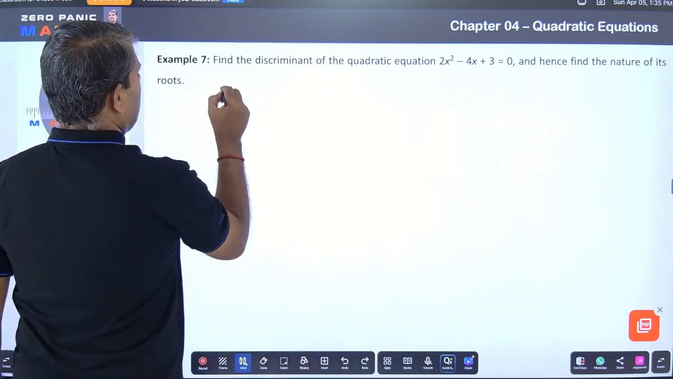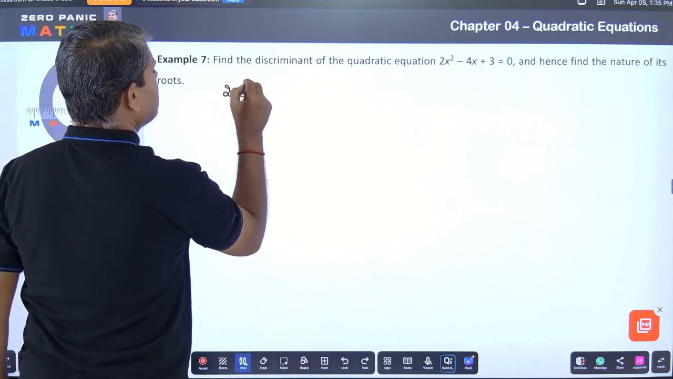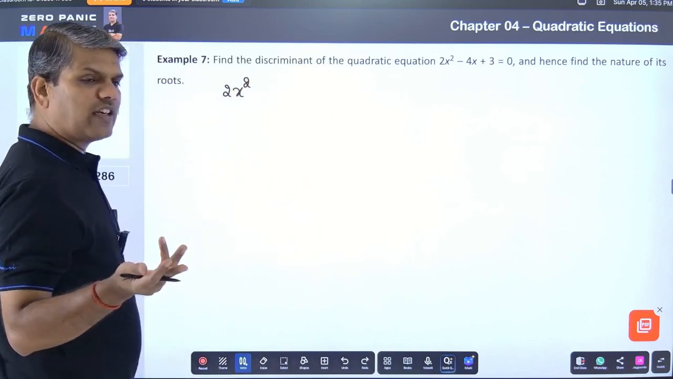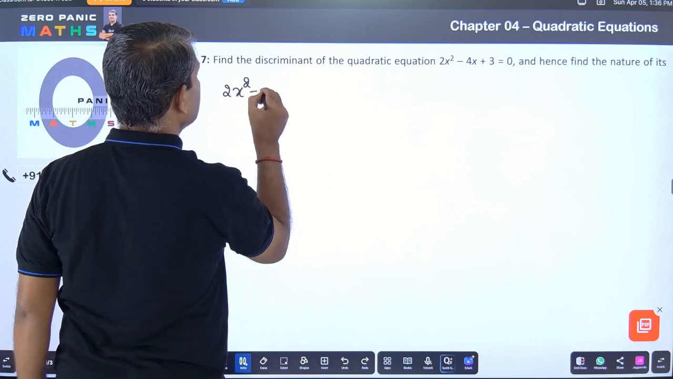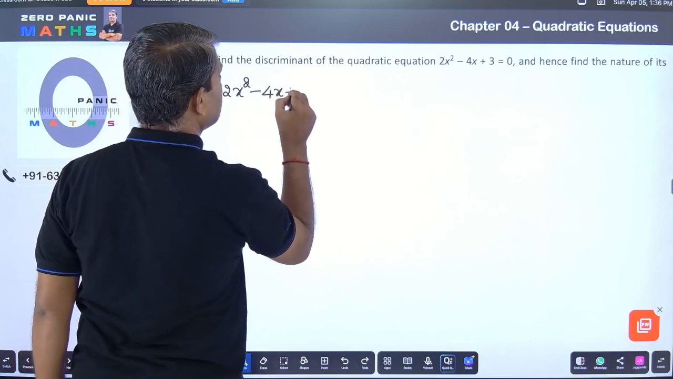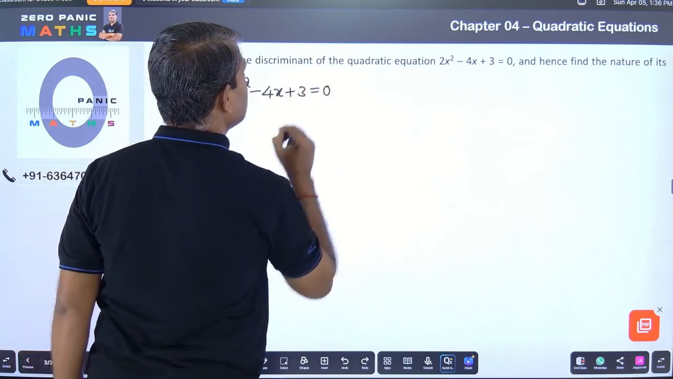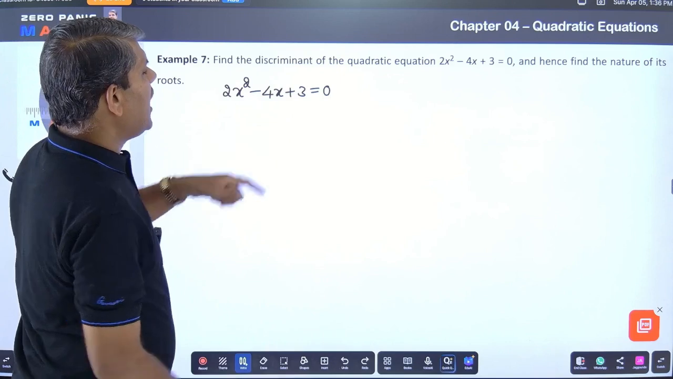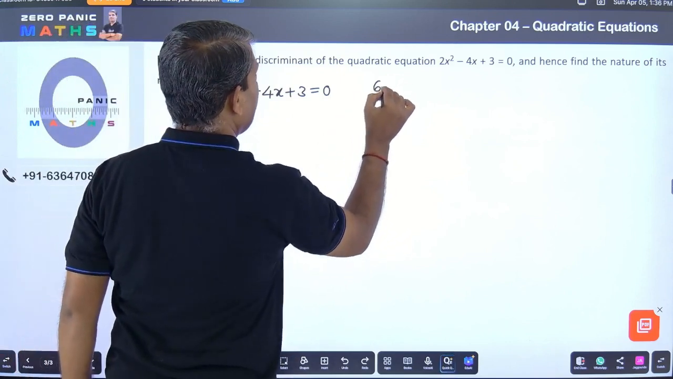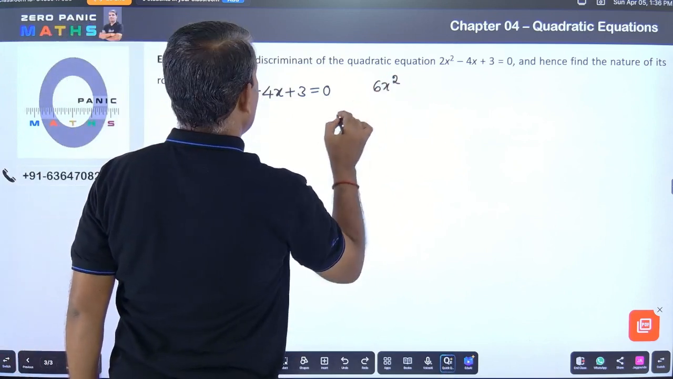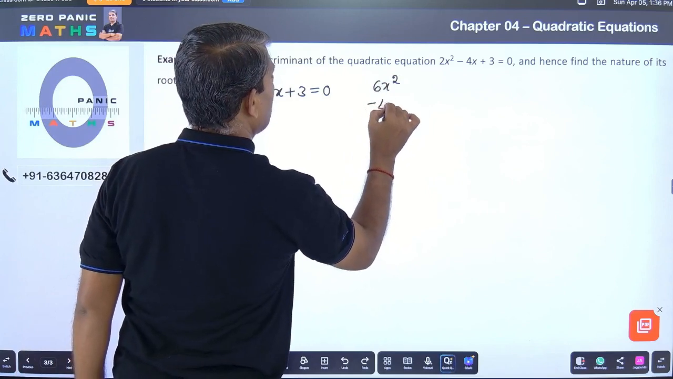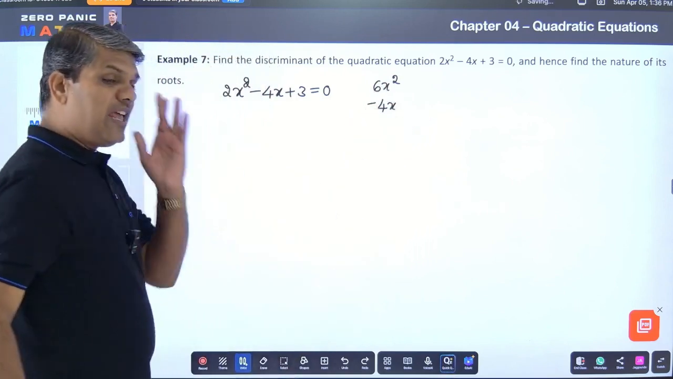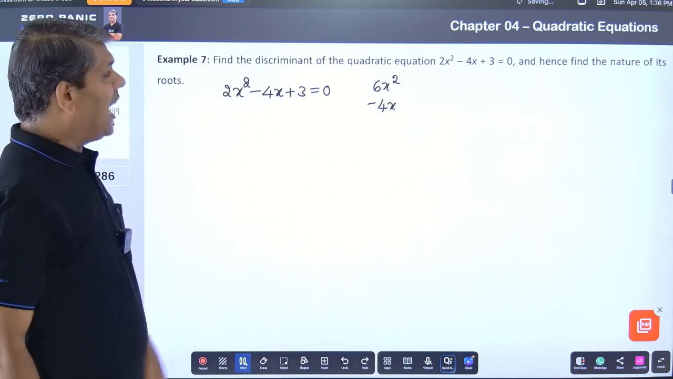See, you might be thinking that since we already have a factorization method, then why do we require this formula? I'll tell you that reason. I already discussed that, but you can see that now. You see, 2 3s are 6, right? 6x square, and the sum we want is minus 4x. So is there any factor that gives me this?